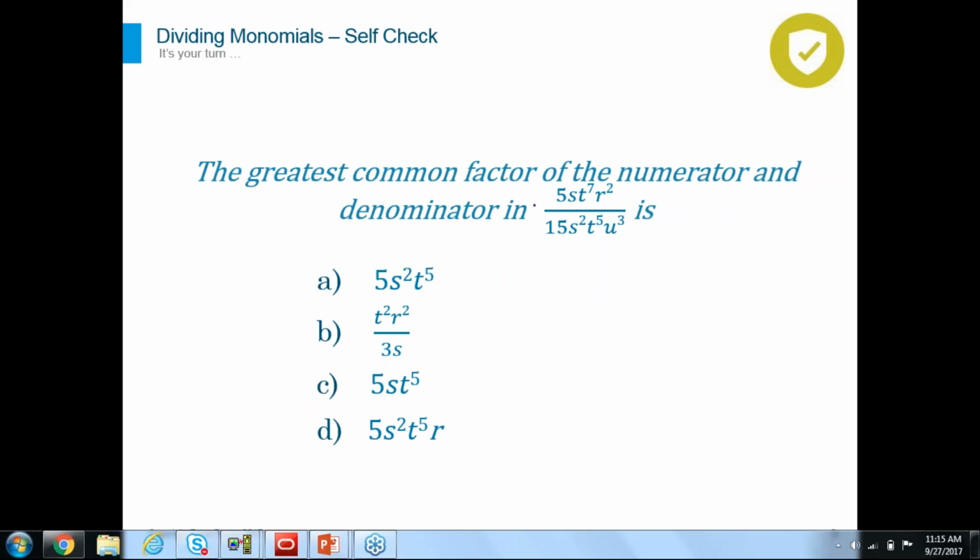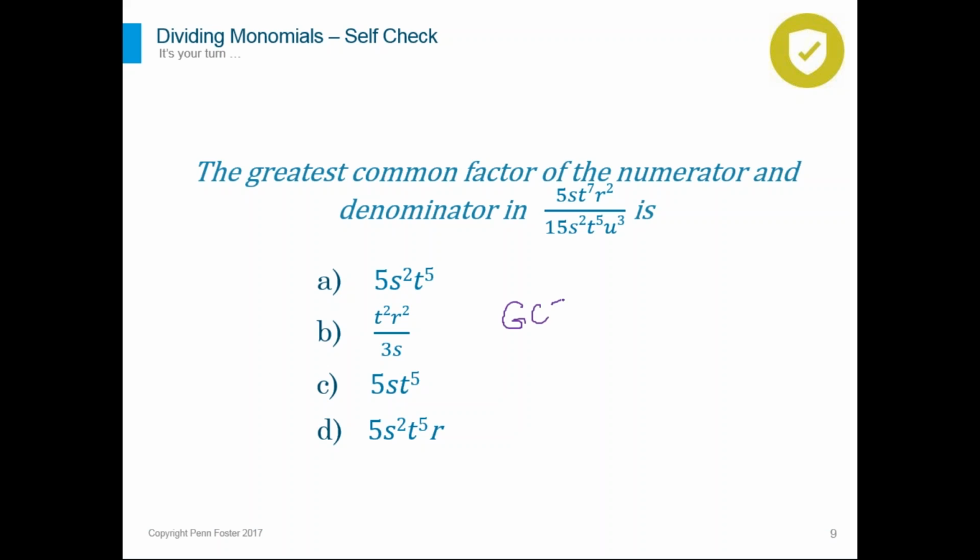So the question is not asking you to reduce the fraction, it's asking you to find the greatest common factor between the top and the bottom in this fraction. So it is 5s t to the fifth. The R and the U do not appear in our answer because they are not common on top and bottom. So the answer in this case would be C.